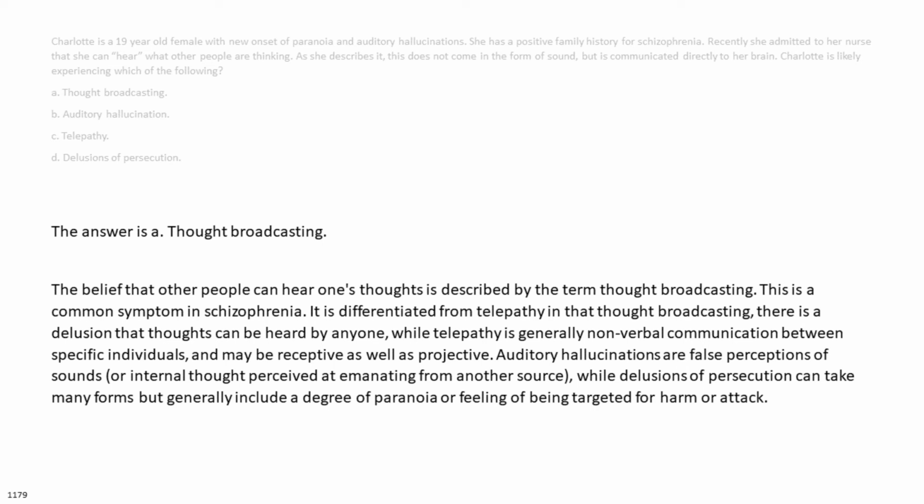Auditory hallucinations are false perceptions of sounds, or internal thought perceived as emanating from another source, while delusions of persecution can take many forms but generally include a degree of paranoia or feeling of being targeted for harm or attack.